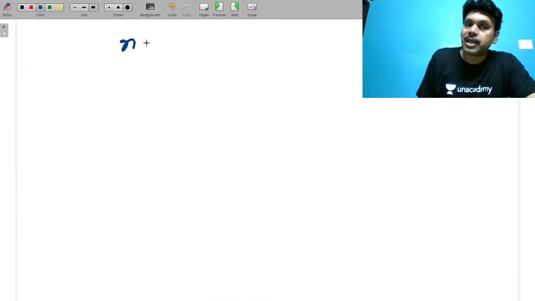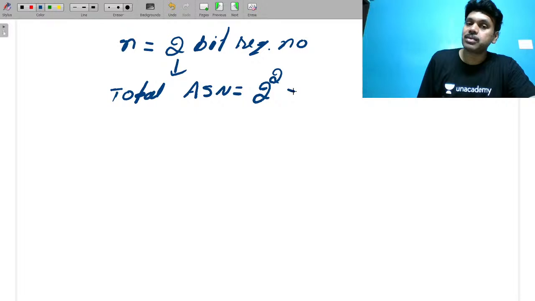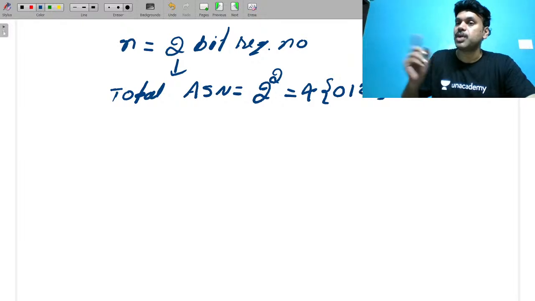So let us say n is equal to a 2-bit sequence number. I am taking a very small one. So your total available sequence numbers are 2 power 2, which is nothing but a 4. The numbers are 0, 1, 2, 3, that is 0 to n minus 1. N is nothing but your last sequence number only.